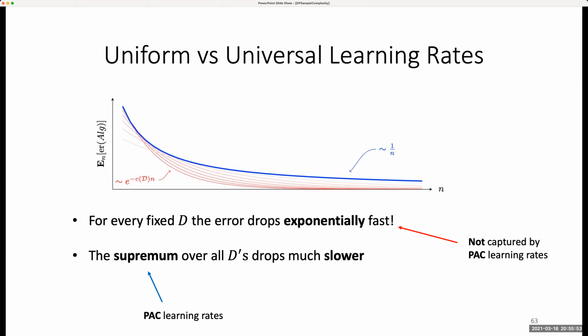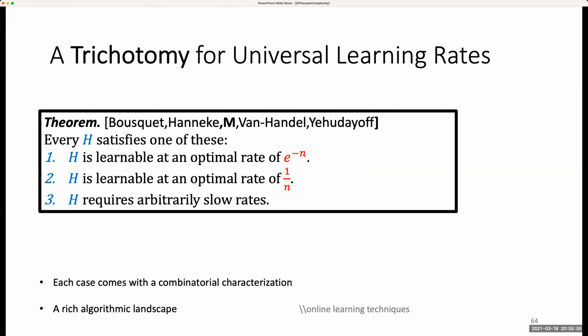But this result that I stated here is very general, and of course the constants come from some combinatorial, actually from an online learning procedure.